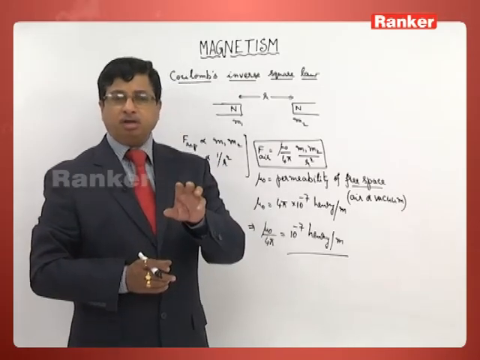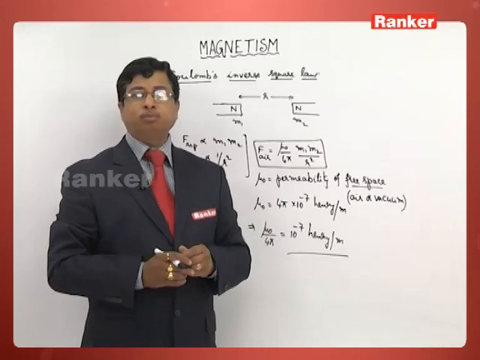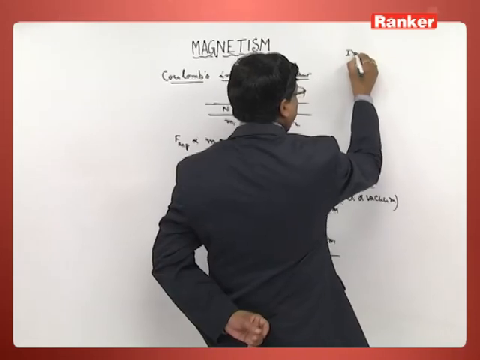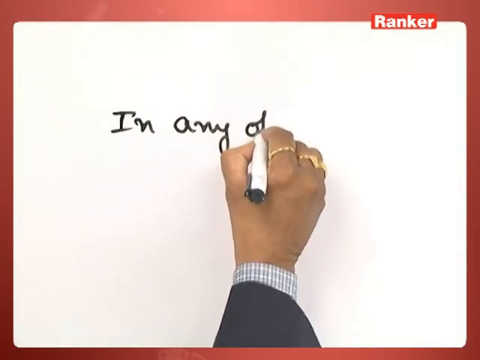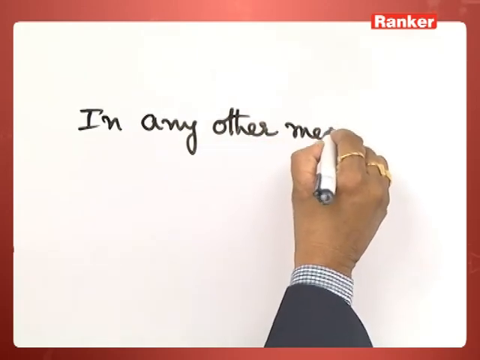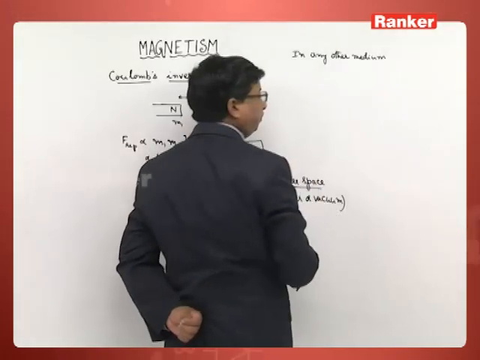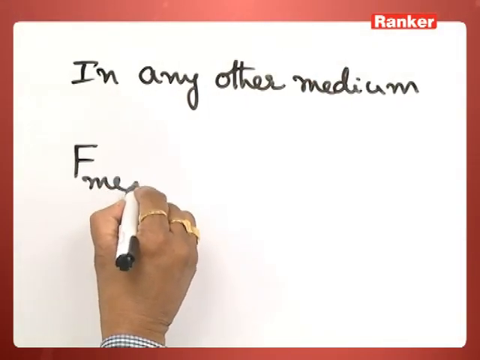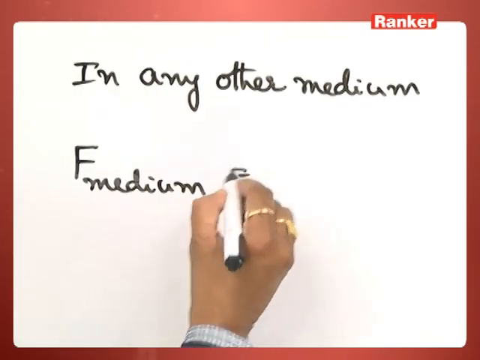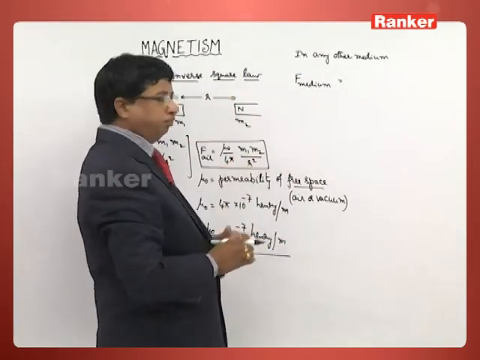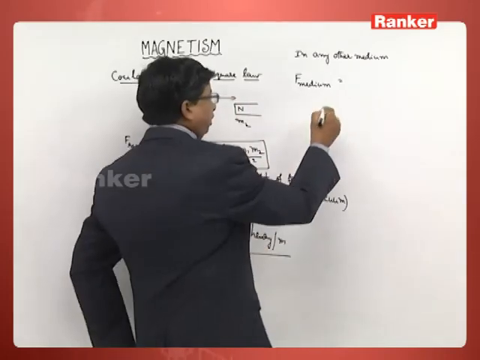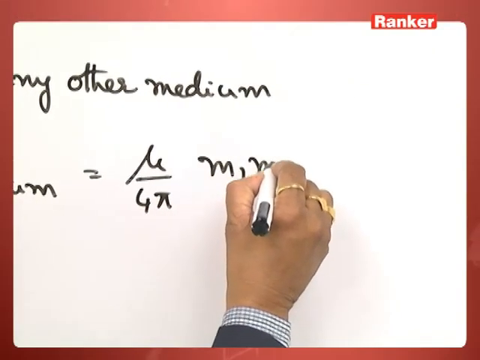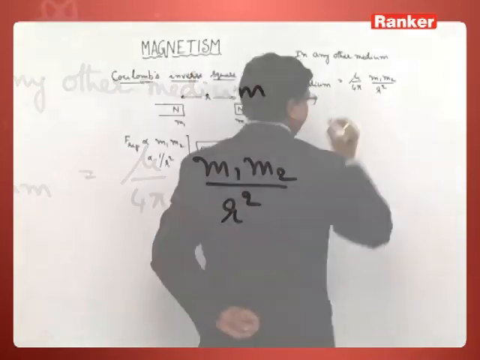How to estimate or calculate that amount of force between the poles? So when we consider this way, in any other medium, when the poles are being separated, how to write this equation, that force of attraction or repulsion between the magnetic poles separated in the corresponding medium? That now can be written as mu by 4 pi into m1 m2 by r square.